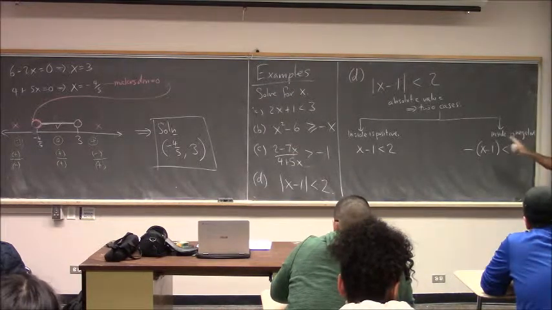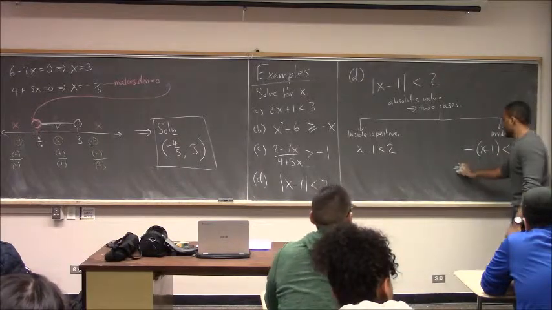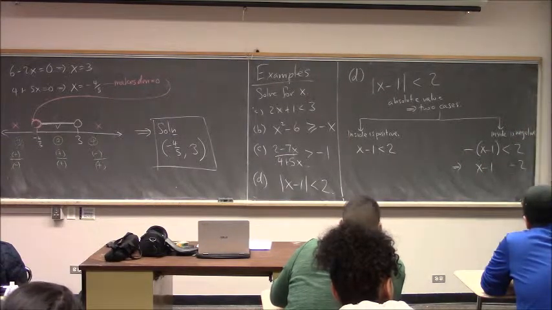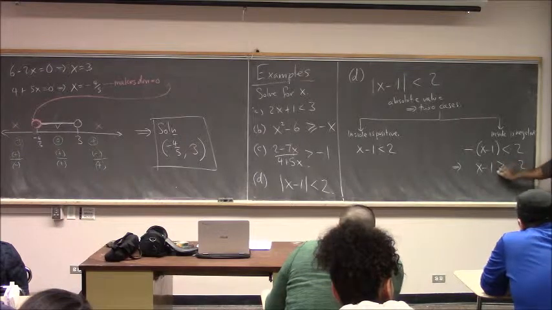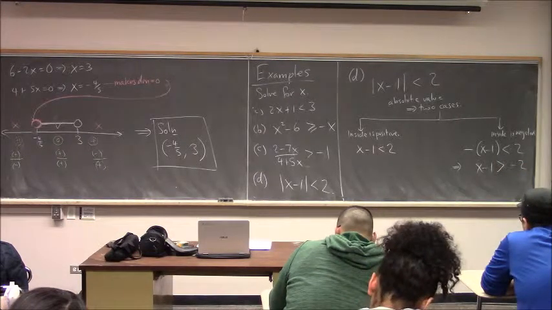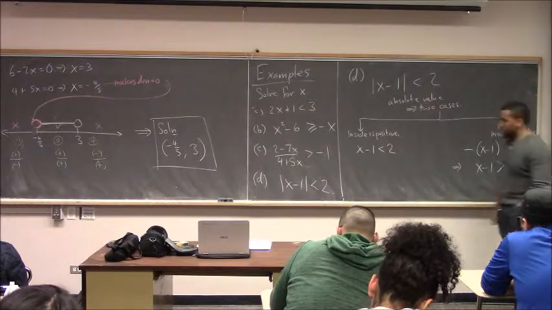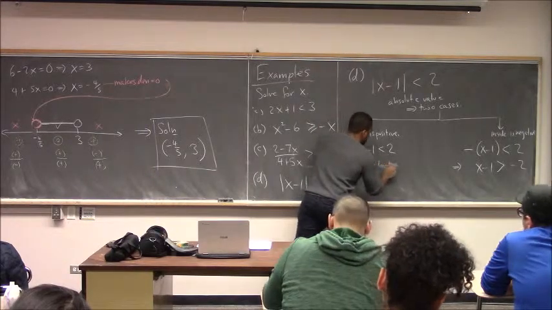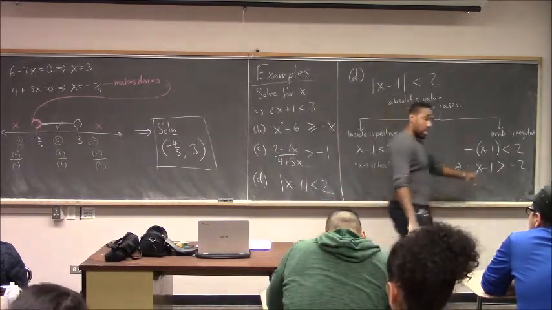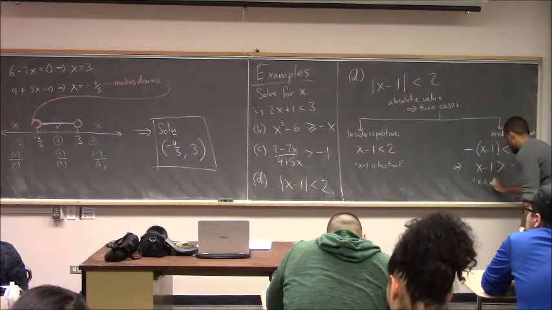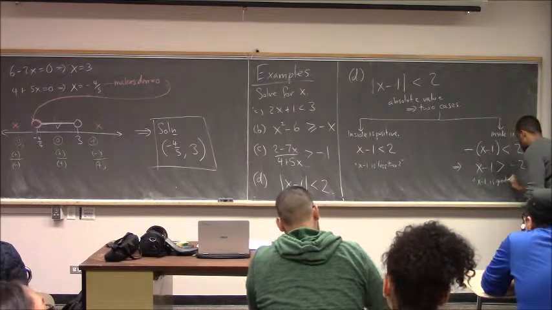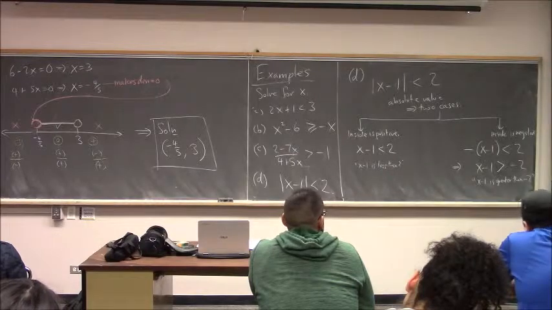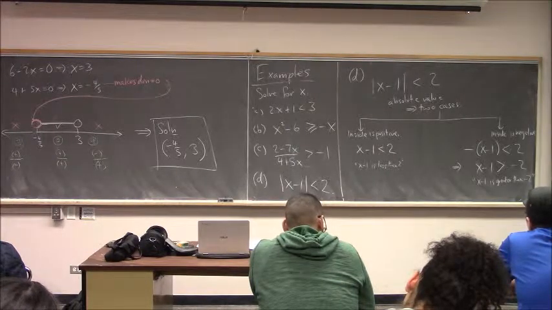Now, focusing on this one, what we can actually do is multiply both sides by a -1, right? And because I multiply by a negative, I need to flip the sign around. Okay. So what this says is that x minus 1 is less than 2. And what this says is that x minus 1 is greater than minus 2. It turns out both of these statements can be true at the same time, and they actually indicate a certain region.